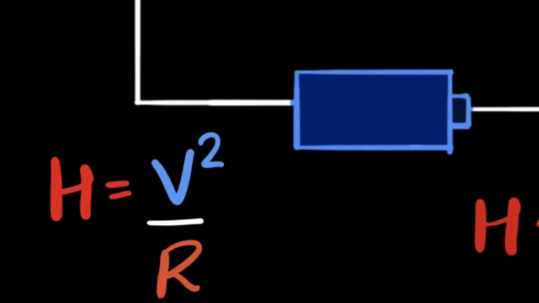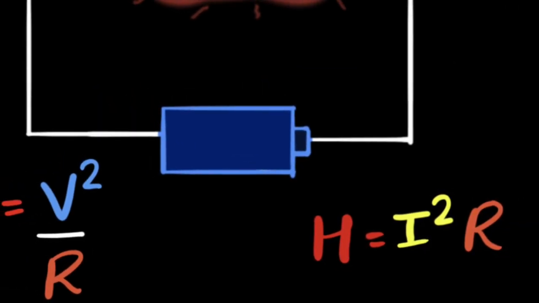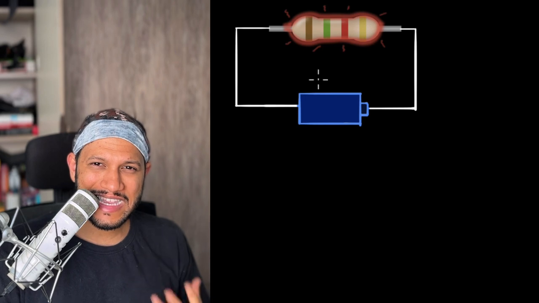So one makes you feel like the heat should reduce with resistance, and the other makes you feel like the heat should increase with resistance. So what's going on? By the end of this video, you'll have a complete, clear idea of what's really going on over here. What generates heat?